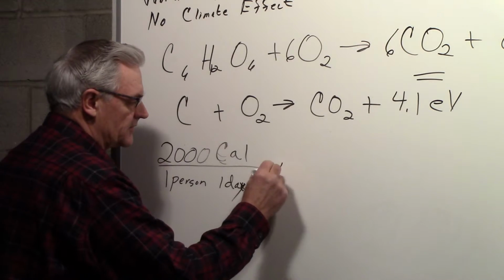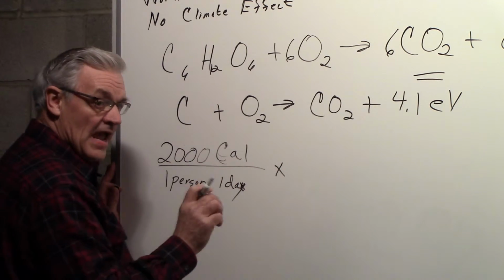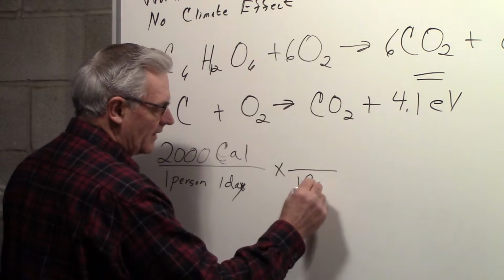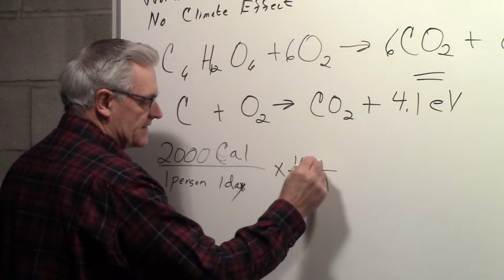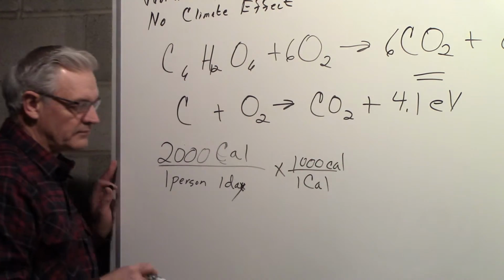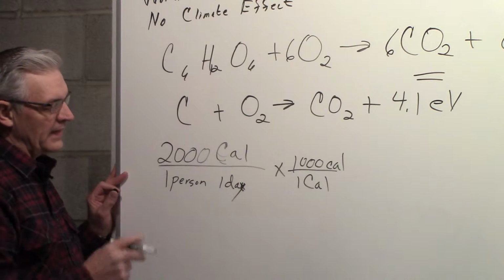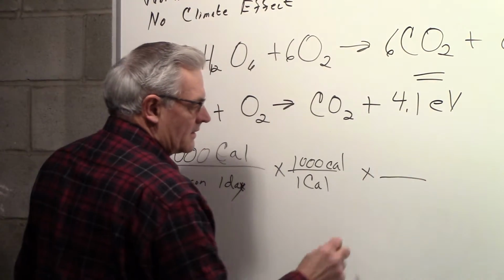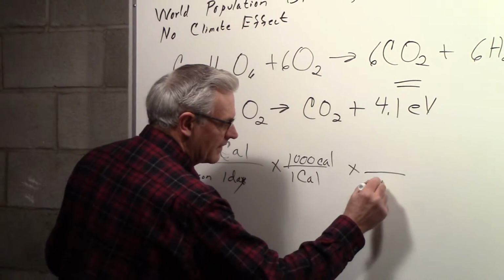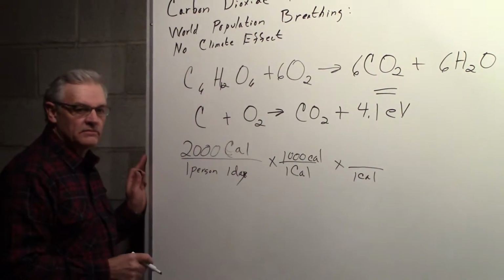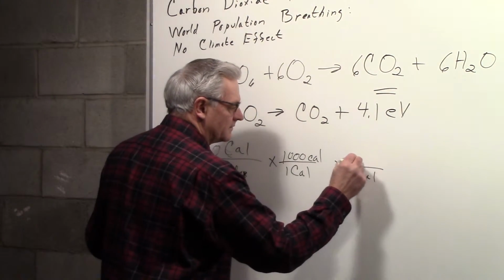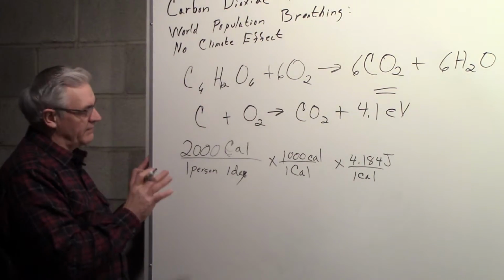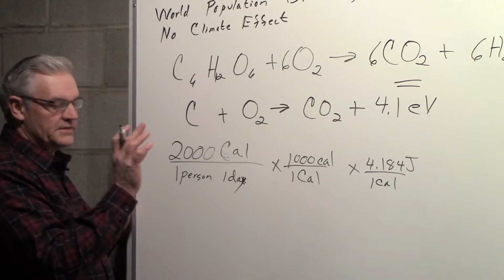First thing we want to do is convert the capital calories, which is the way you measure food with the capital calorie. So we have one capital calorie, and that's the same as 1,000 calories. And now we want to convert the calorie to joules. So 1 calorie is 4.184 joules. So now we have converted the calories to joules.